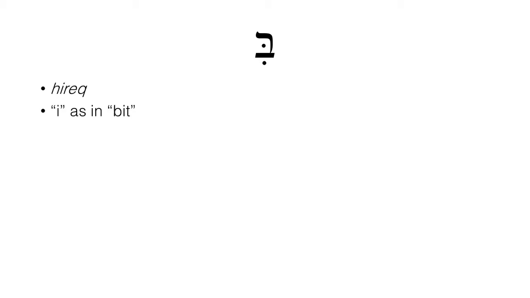The next vowel that we're learning is hirek. Here you can see the letter bet with a hirek underneath it. That one dot is hirek. Hirek is a short I sound, like the letter I in the English word bit. So if we read what's above, we might pronounce it as bi.